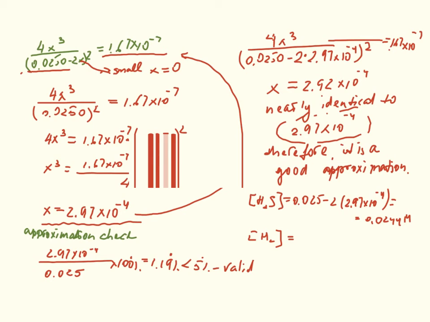Equilibrium concentration of hydrogen is 2 times 2.97 times 10 to the power negative 4, which is 5.94 times 10 to the power negative 4 molarity, and the concentration of sulfur is 2.97 times 10 to the power negative 4 molarity.